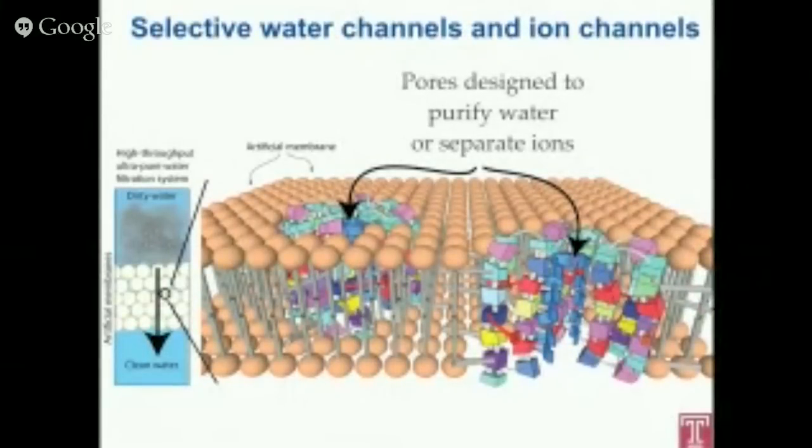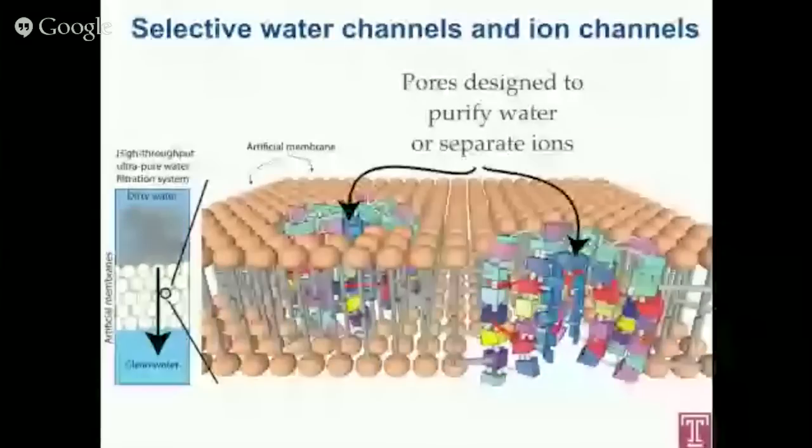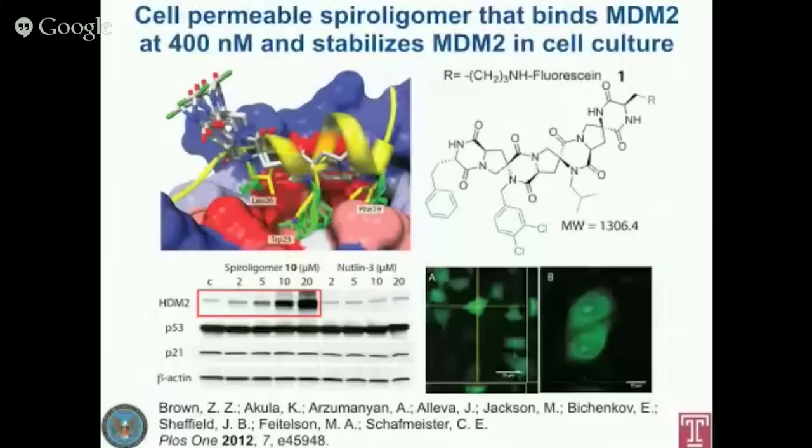We can make molecules that could selectively pass water through them and make perfect sort of water filtration membranes for reverse osmosis, for desalinization, or separate ions from seawater. If I could pull gold out of seawater, I wouldn't need to write grant proposals anymore. So those are just some ideas.